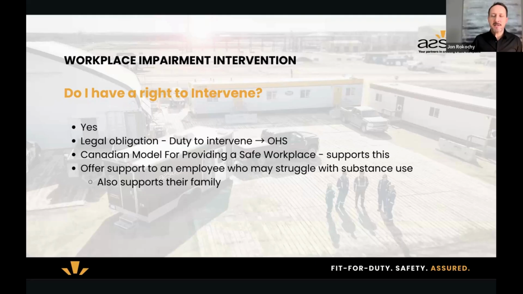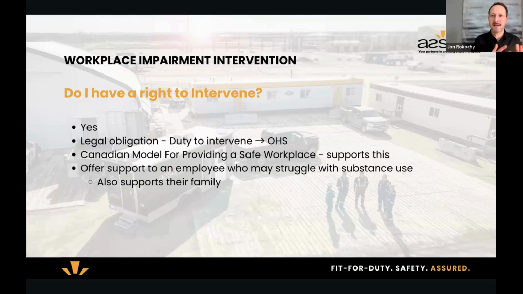So quick answer is yes, you have a right to intervene if you have reason to believe this person presents or poses a safety risk to themselves, others, the environment, the company reputation. There's other things that can factor in. So if they're presenting with physical signs, bloodshot eyes, staggering, forgetful, can't focus, slurring speech, obvious signs of impairment, absolutely, yes, you have a right to intervene. Not only a right, but you have a legal obligation, as I mentioned before.